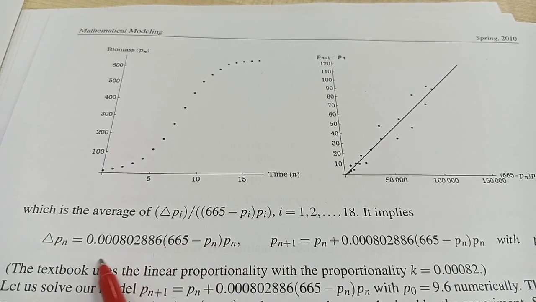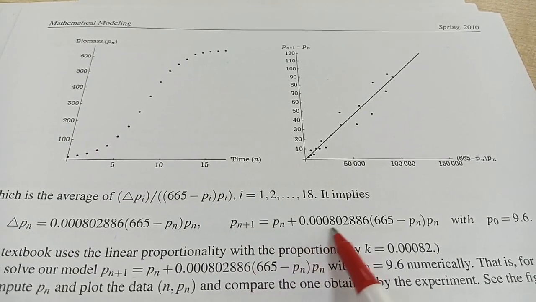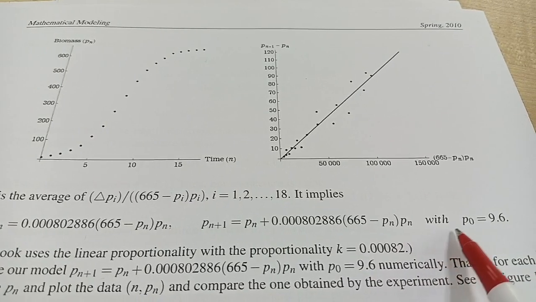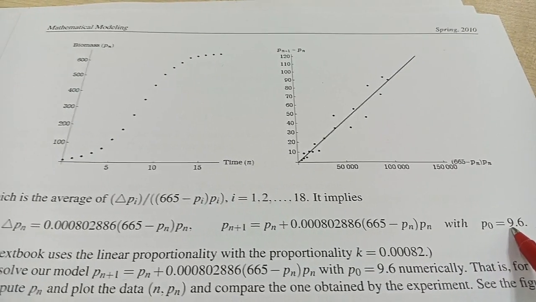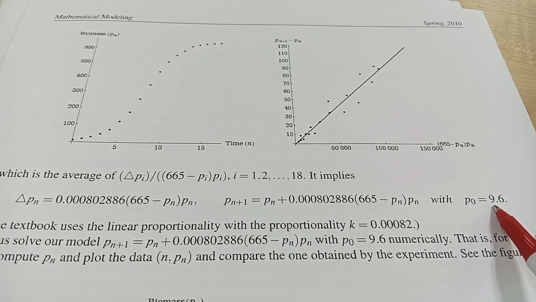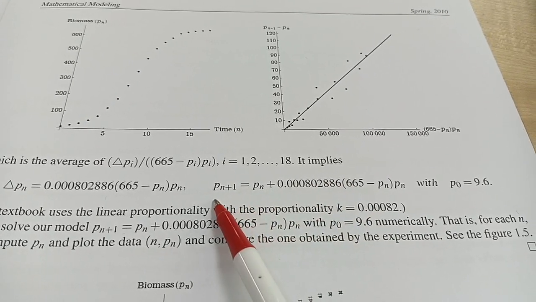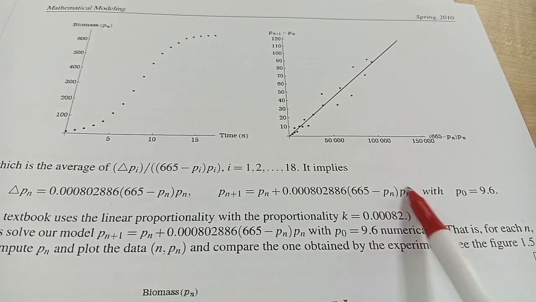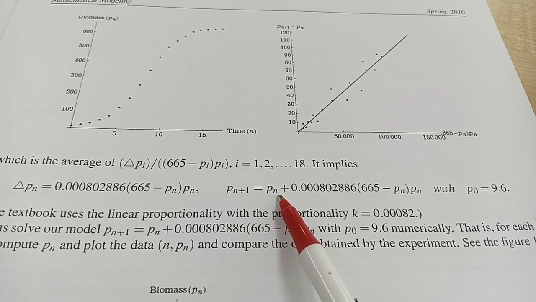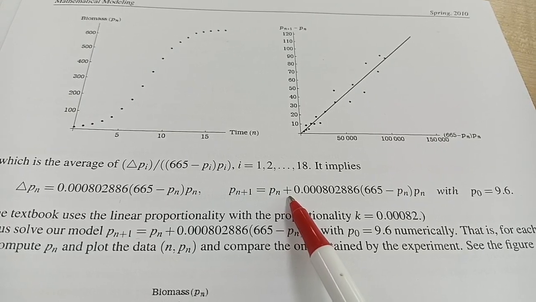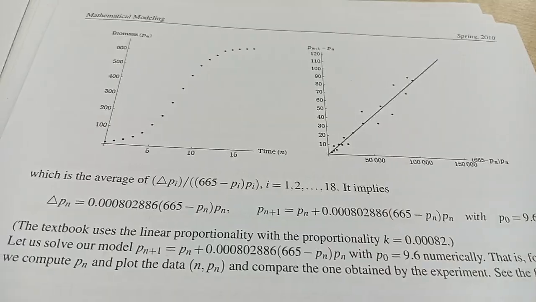So rearrange the equation into the form of an equation for Pn plus 1. So we have this equation, given the initial value of the yeast is 9.6. Okay, so this is the model. Actually this is the model, and we are going to use this model to predict values at any given point, any given n. So we are going to use this one.